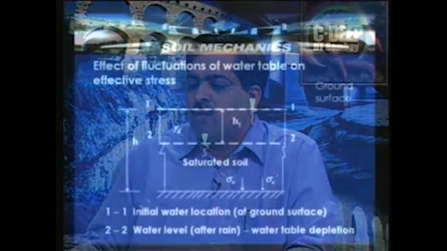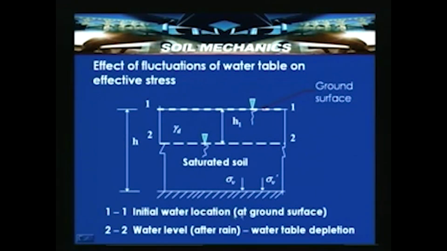But here 1-1 is the initial water level location, that is at the ground surface, and 2-2 is the water level after rain, in the sense after a long time after rain. So, depletion of the water table can take place, and the water table can also rise and affect the effective stress. Now, in this case what we are discussing is that after a long time after heavy rain, there will be a depletion of the water table. So, 1-1 is the initial water level location before rain.